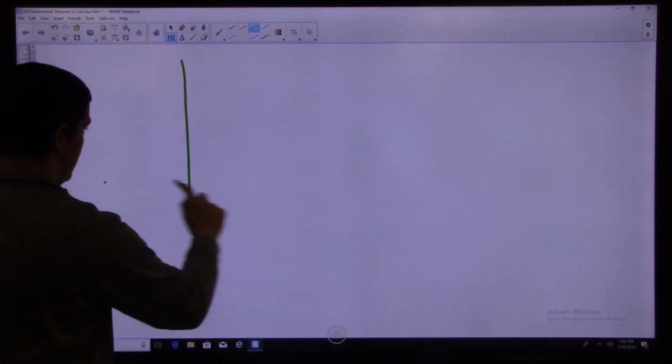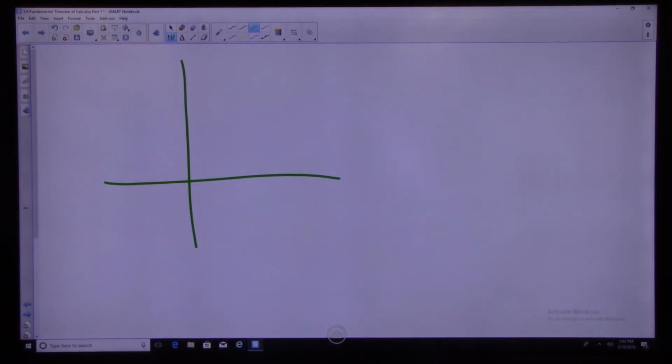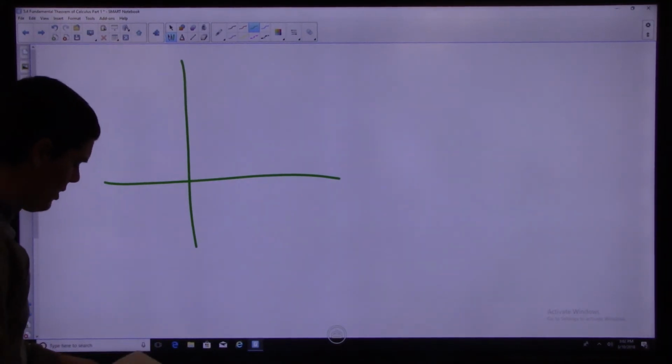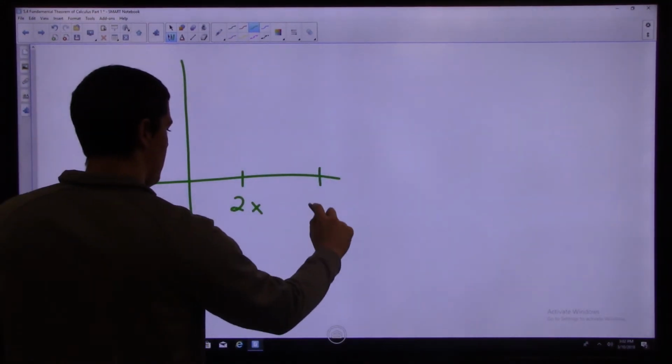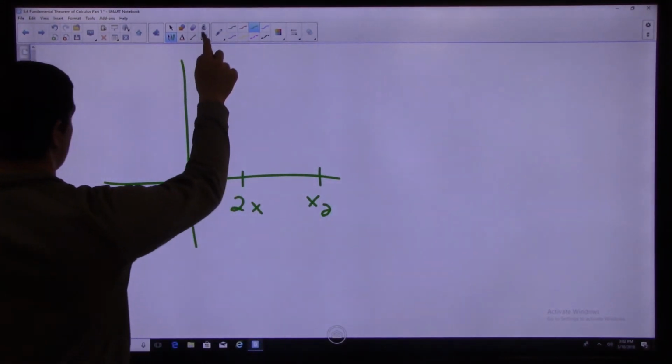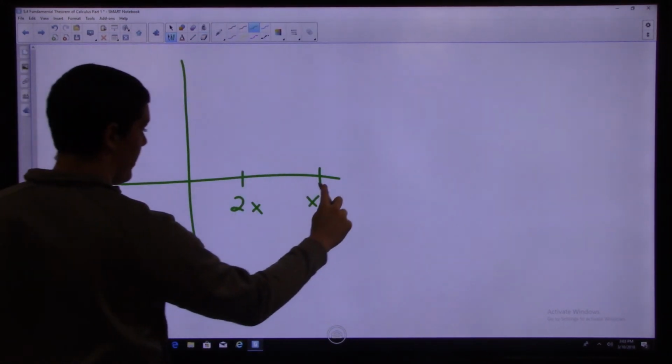Okay, it's on a separate sheet here. Do it on your own sheet. Just put it off to the side here when you're taking notes. So I've got 2x and x squared. Oh, sorry. x sub 2, x squared.